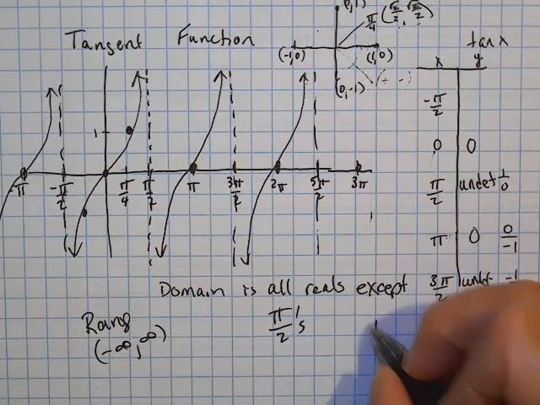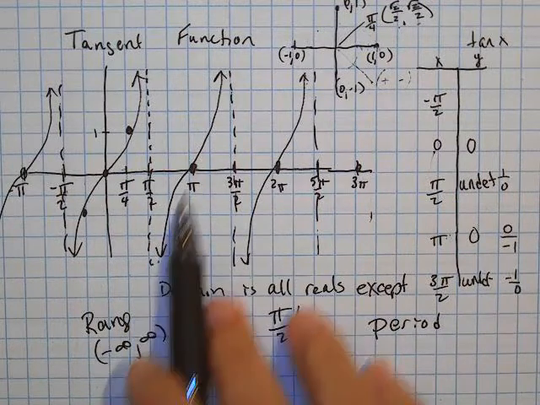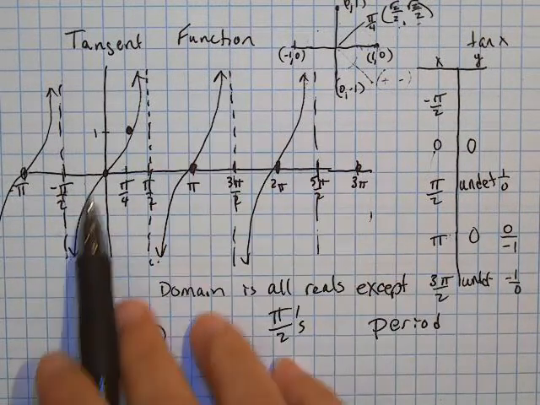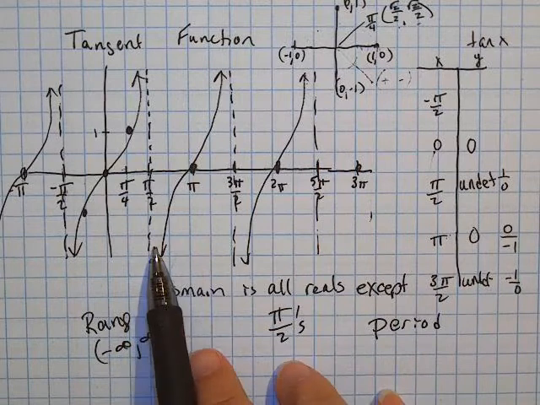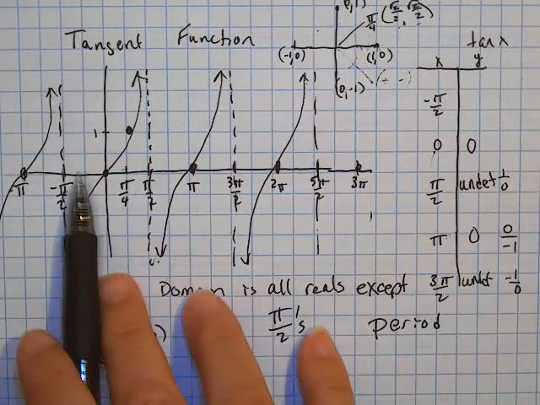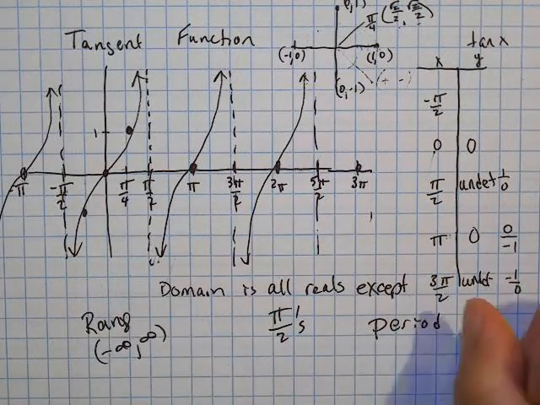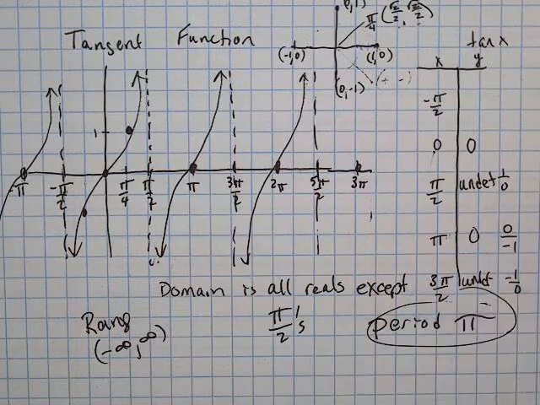The period is a little bit different. The period, the place where I start and stop, so here it went negative pi over 2 to 1 pi over 2, 1 pi over 2 to 3 pi over 2. So in between these spaces is just 1 pi. So the period for tangent is different than the period for sine and cosine. For sine and cosine, the period is 2 pi. But for tangent, the period is pi.